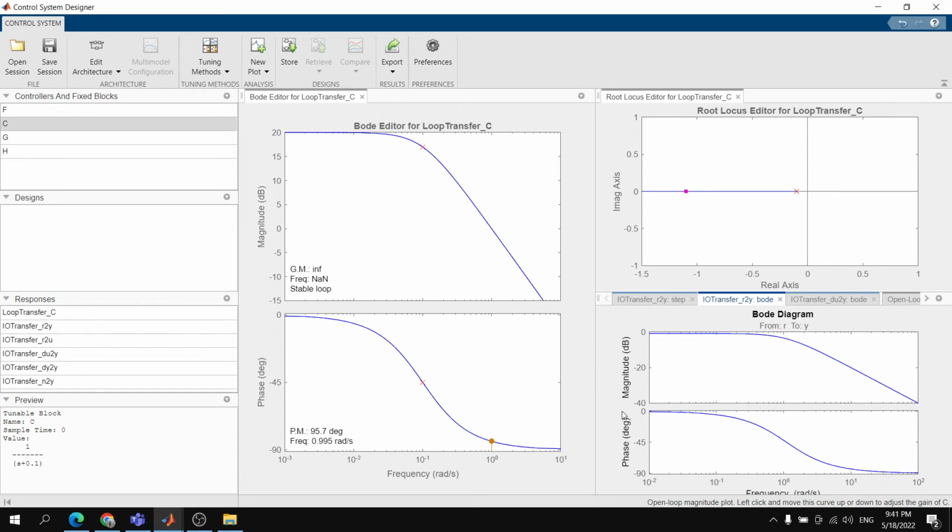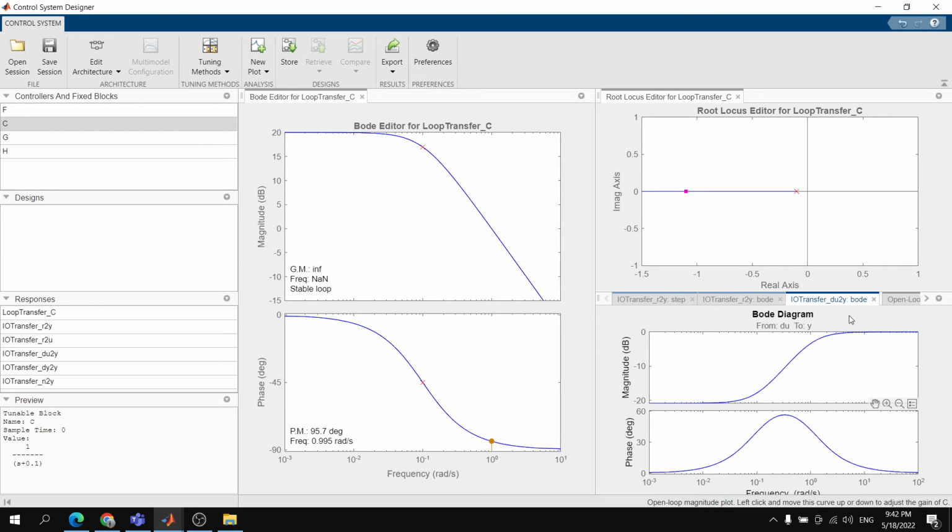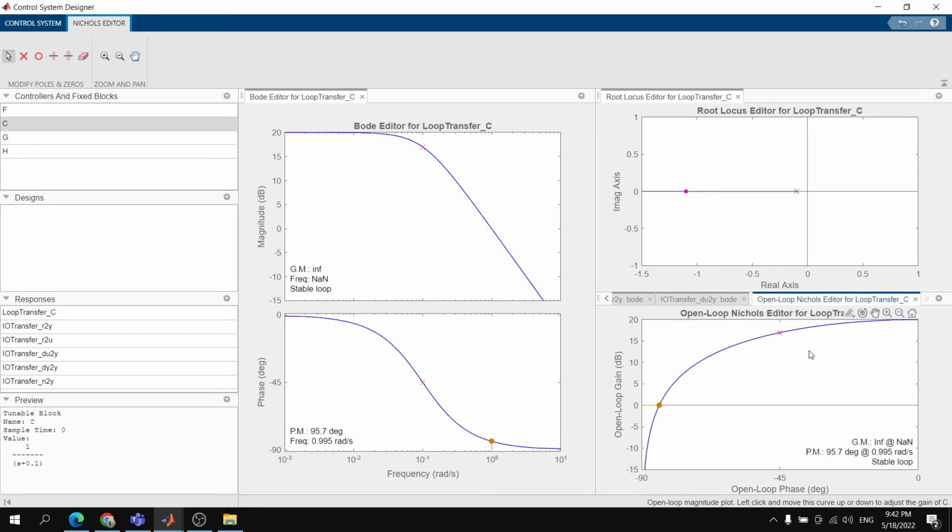Of a magnitude and phase. And this Bode diagram du2y, and this open loop Nichols editor for loop transfers.